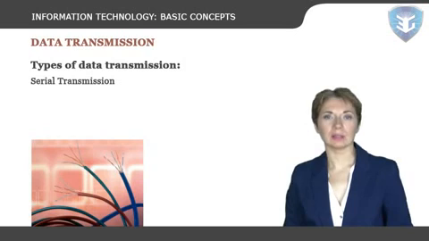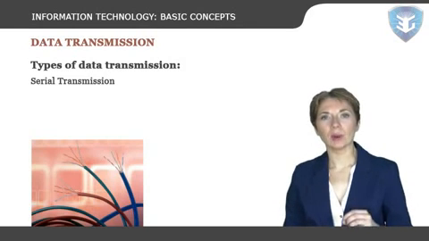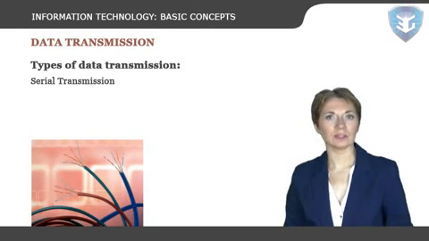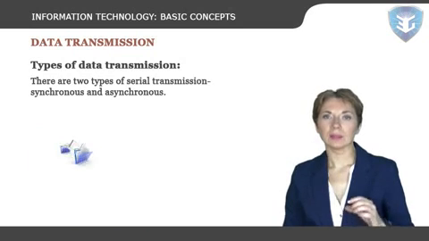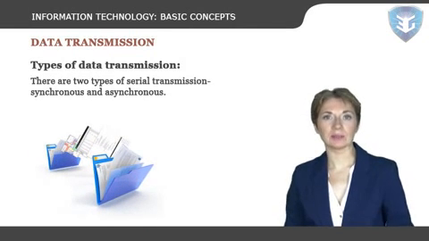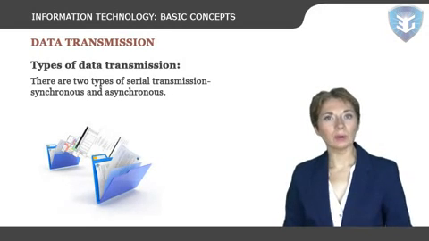Serial transmission. In serial transmission, the various bits of data are transmitted serially, one after the other. It requires only one communication line rather than n lines to transmit data from sender to receiver. There are two types of serial transmission, synchronous and asynchronous. Both these transmissions use bit synchronization.